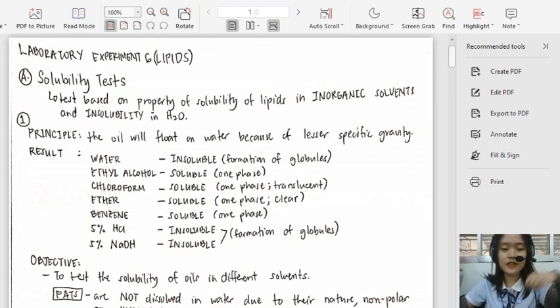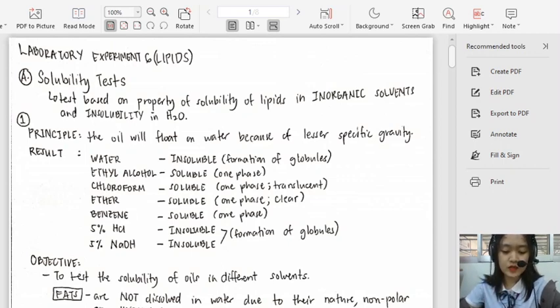Hey, good afternoon, class. I decided that I will just record the discussion for experiment number 6, the lipid experiment, para naman mabalik-balikan nyo siya if ever na gusto nyo ulitin yung discussion. Okay? So, let's start with the introduction.